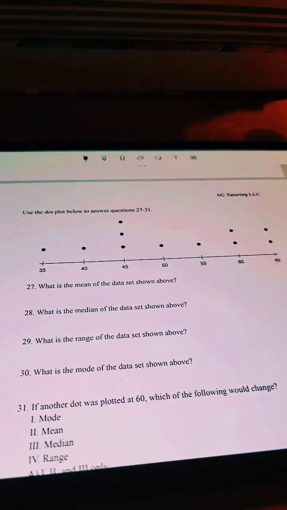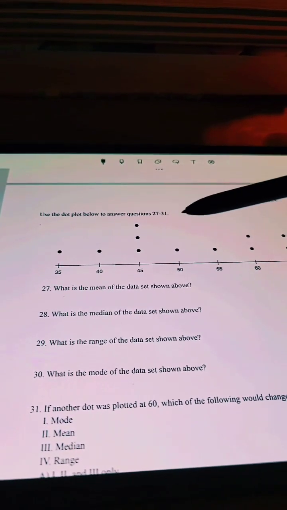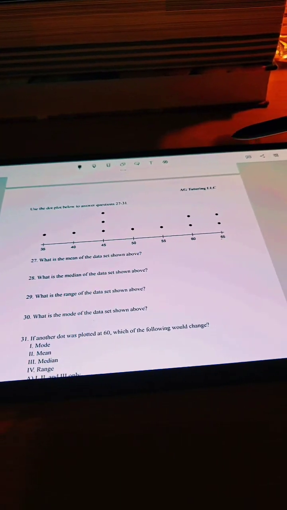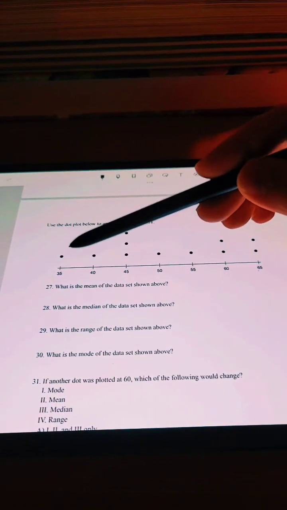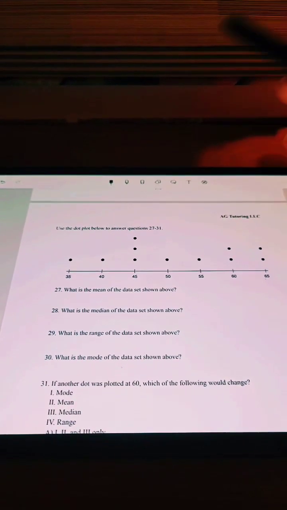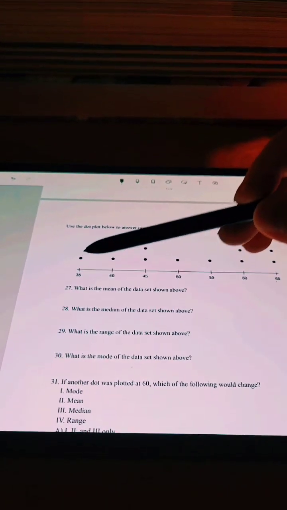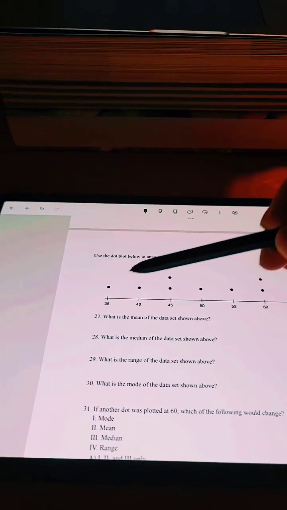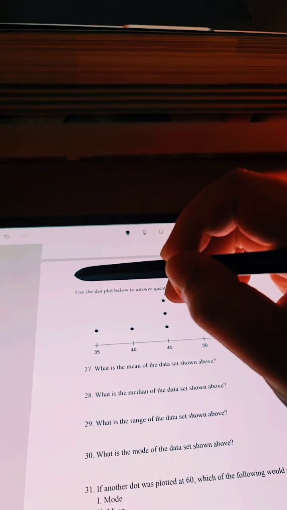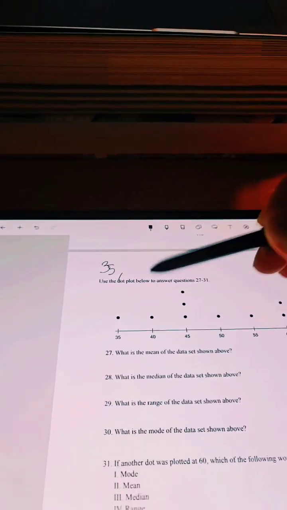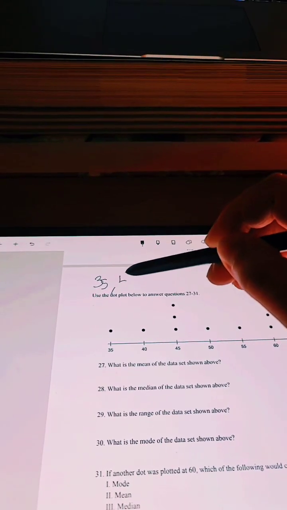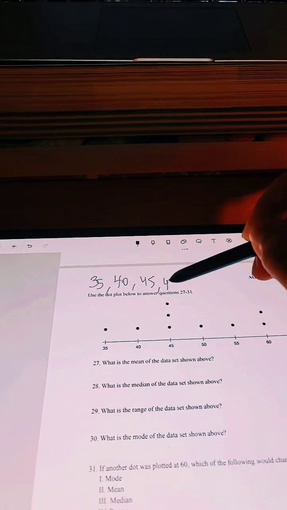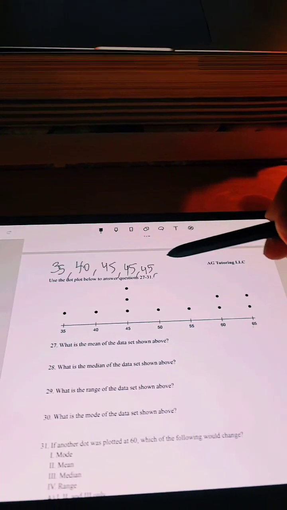So then let's go to number 27. What is the mean of the data set shown above? This is, what do you call those, dot plots, I think is the name. Each of these dots is kind of like those frequency tables. It tells you how many times you have that number or data point in your set of data points. So one dot at 35 means I have 35 one time in my list of data. One dot at 40 means I have this. And then 3 dots at 45 means I have this, and so on and so forth.